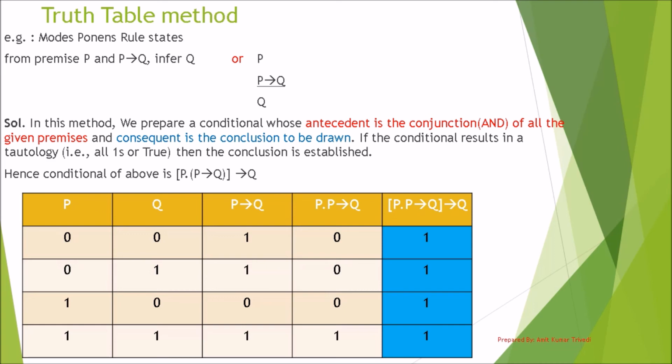Now we take the conditional for the fourth column and second column. Fourth column acting as antecedent and second column as consequent. So we'll try to find any such combination where antecedent is 1 and consequent is 0. There is no such combination. That's why in the output column we will write only ones. Hence it is a tautology. So that is established.